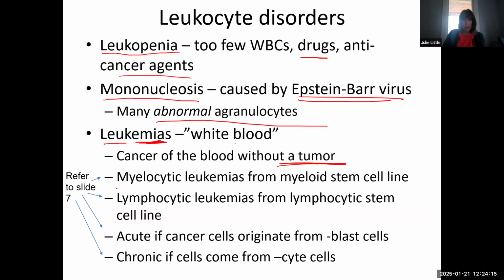If you hear the term myelocytic leukemia, then it's from that myeloid stem cell line. If you hear the term lymphocytic leukemia, it's from the lymphocytic stem cell line. I say refer to slide 7, but if you don't have this PowerPoint, how can you do that? Go back to the lecture where we go over hematopoiesis.